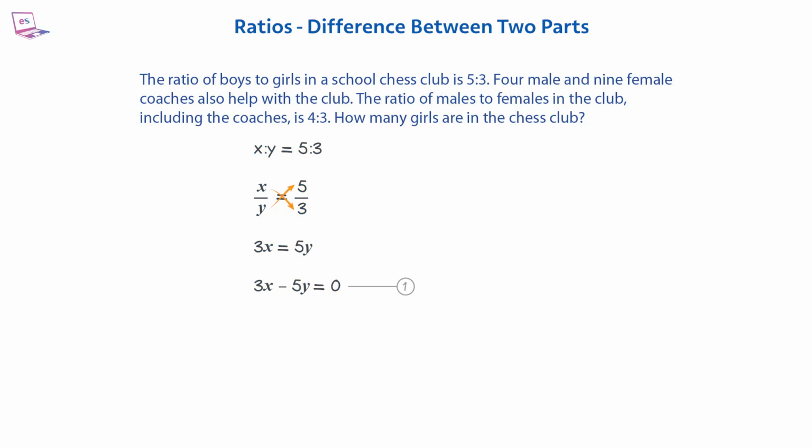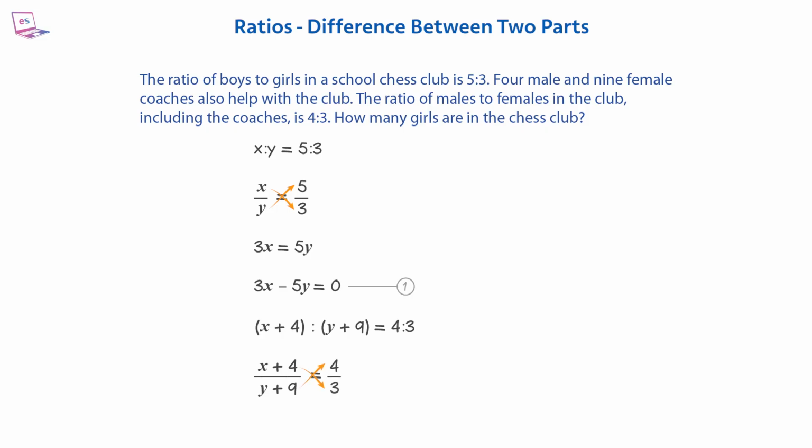Now, let's consider the new ratio after adding the coaches. After adding 4 male and 9 female coaches, the ratio changes to 4:3. X plus 4 to Y plus 9 equals 4:3. Now, to derive the equations, you need to rewrite the ratio as fractions. X plus 4 over Y plus 9 equals 4/3.